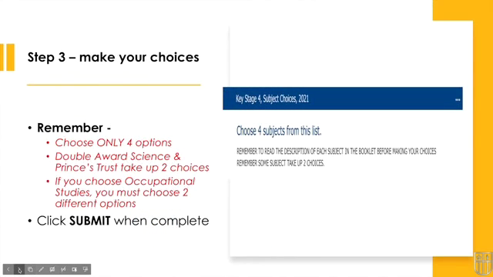Step 3 is where your son makes his choices. At this stage, please remember these key points. Your son should only be choosing 4 options, and remember that some subjects take up 2 choices. For example, double award science and Princess Trust take up 2 choices. So your son, if he's choosing either of these 2, would only be able to choose 2 other subjects. Also, if you choose occupational studies, you must choose 2 different options, which I'll show you on the form now. When you've completed the form, please click submit, and that will then return it to yourselves.